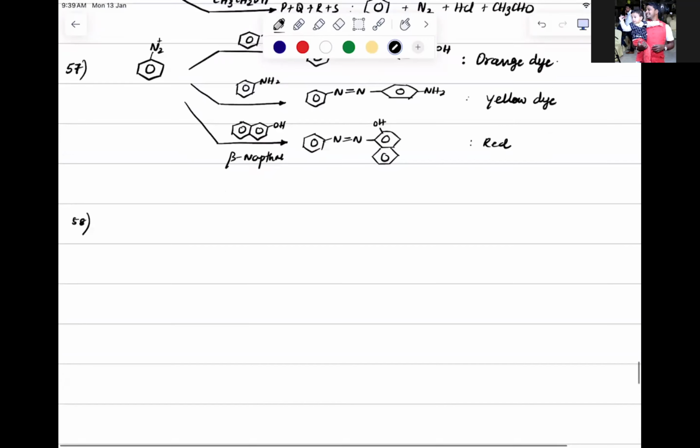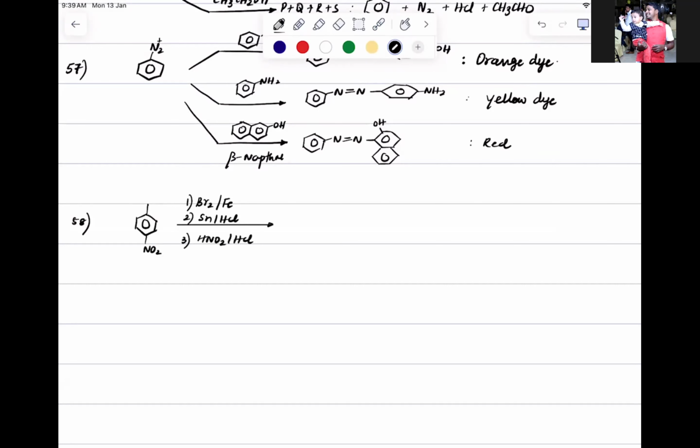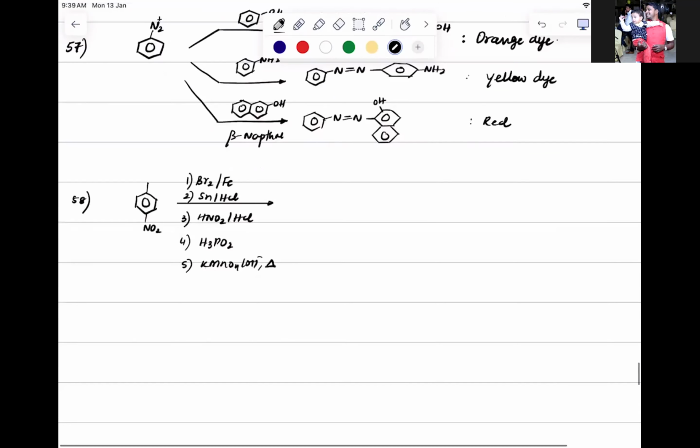It's 58. Now, if these kinds of questions are given, where a nitro group is given and a lot of possibilities, what are the reactions given? That is Br2/Fe first, then Sn and HCl second, third HNO2 and HCl, fourth H3PO2, and fifth KMnO4, OH minus and heat. Like this it is given.